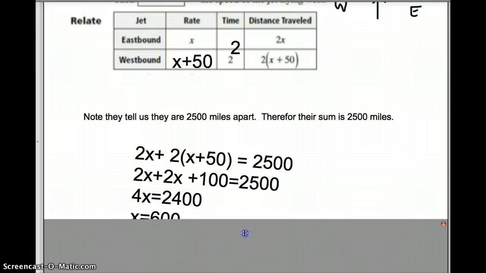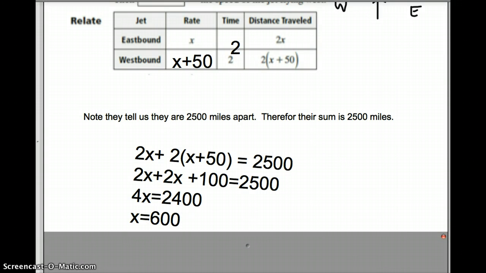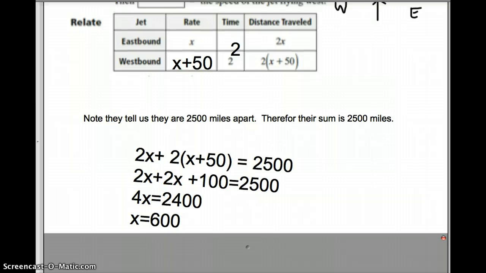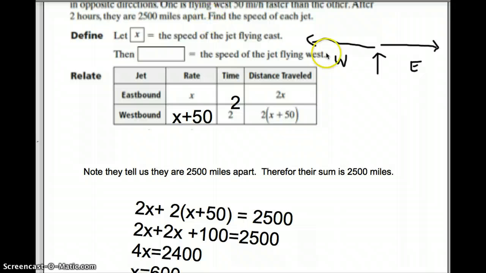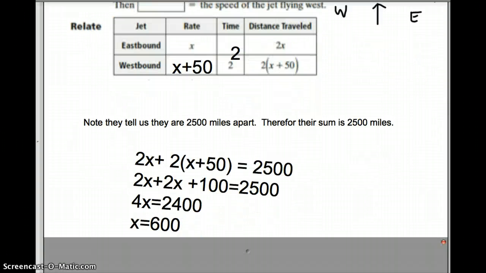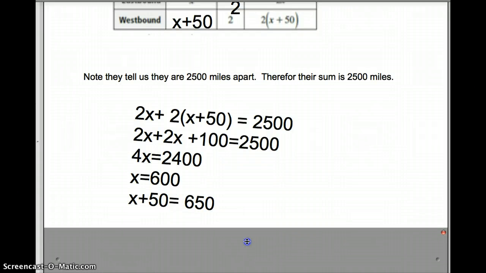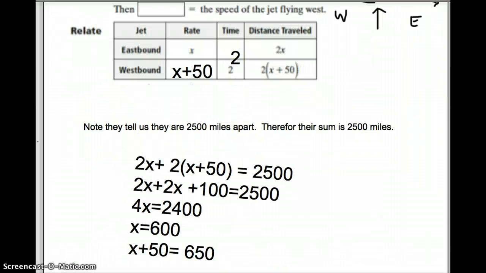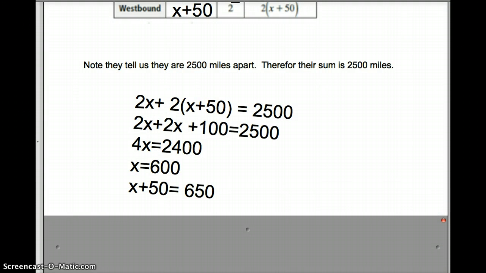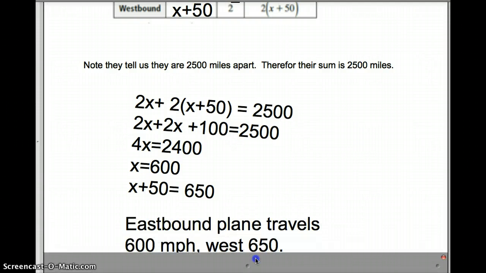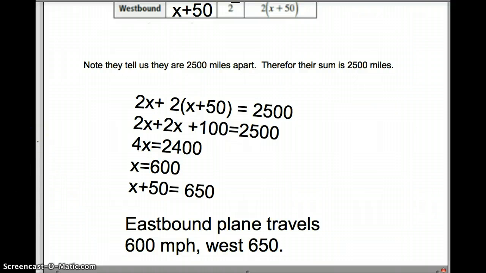Distribute, combine my terms, and solve. And I get 600. What am I looking for? X represents the speed. So that means my eastbound jet is traveling at 600 miles per hour. So how fast is my westbound jet? 650. Not too bad, huh? All right, go ahead and try the quick check, and when you're done, check your answers.